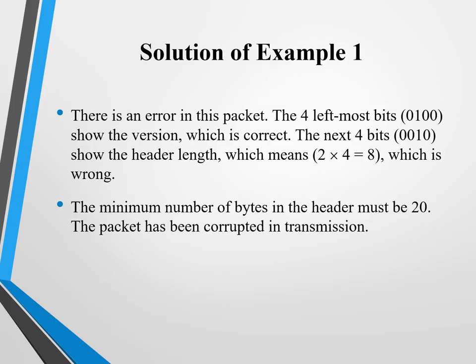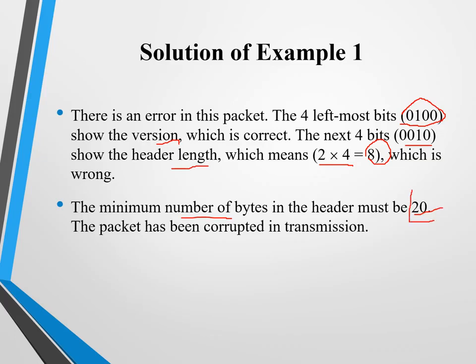Why? देखो जो आपकी leftmost bits थी they are 0100. That shows the version. वो आपके version को show कर रहा है जो कि correct है. That is IP version 4. Next 4 bits जो है वो header की length को show कर रही हैं, जिसका मतलब है कि 2 multiplied by 4 is equals to 8 आपके पास होना चाहिए था, which is wrong. So the minimum number of bytes in the header must be 20.